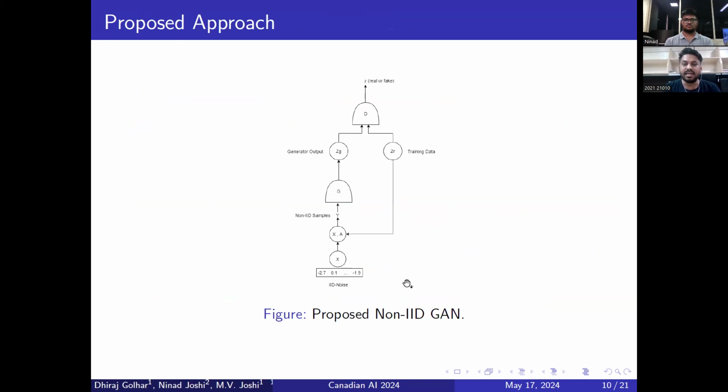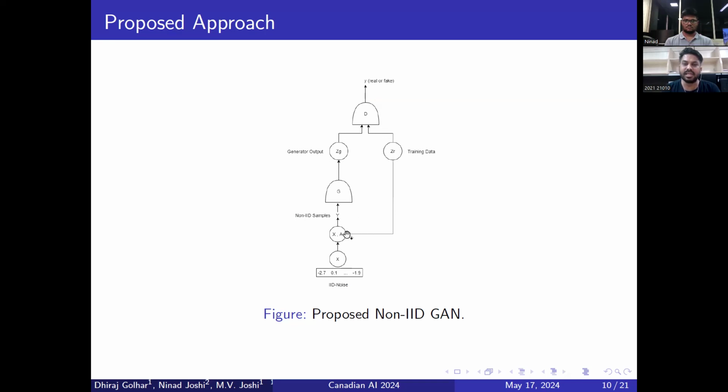Now let's see the diagrammatical representation of the proposed non-IID GAN. Here, G is the generator, D is the discriminator, ZR is the training data, and ZG is the output of the G. All these things are kept as they are.